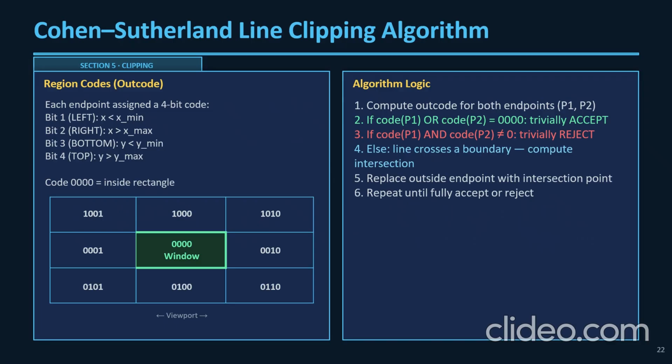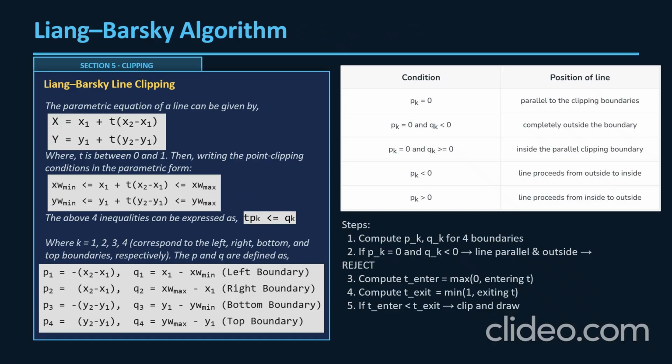The Cohen-Sutherland algorithm is a popular method for clipping lines against a rectangular window. It assigns a unique 4-bit region code called an outcode to each endpoint of a line. Using logical AND and OR operations, the algorithm quickly determines whether a line is completely inside, completely outside, or partially inside the clipping window. Now, the Liang-Barsky algorithm uses the parametric equation of a line to calculate the exact points where the line enters and exits the clipping window. It performs fewer calculations than Cohen-Sutherland, making it more efficient.